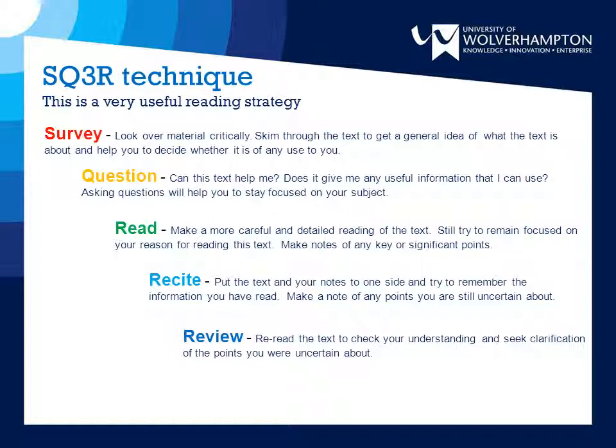Recite. Put the text in your notes to one side and try to remember the information you've read. Make a note of any points that you're still uncertain about. Review. Reread the text to check your understanding and seek clarification of the points that you're uncertain about. A reading strategy like SQ3R will help you become a more active reader. It allows you to engage with text in a way that's beneficial to you.